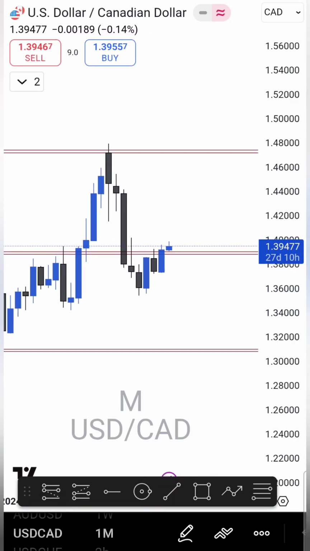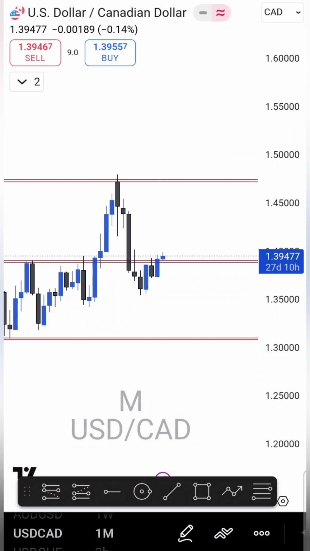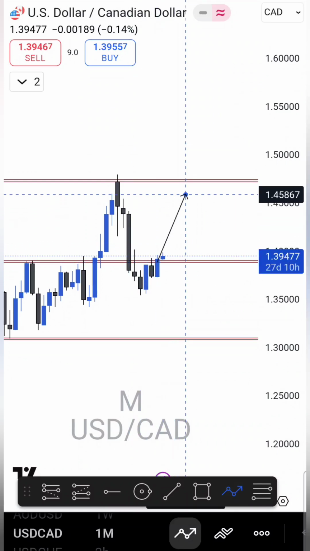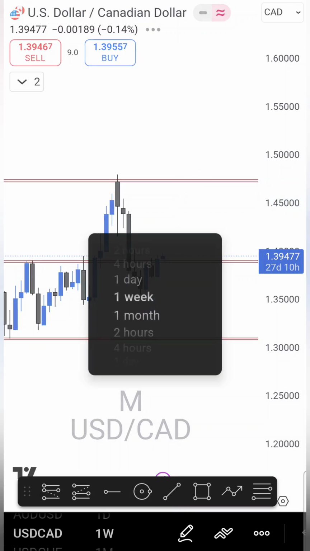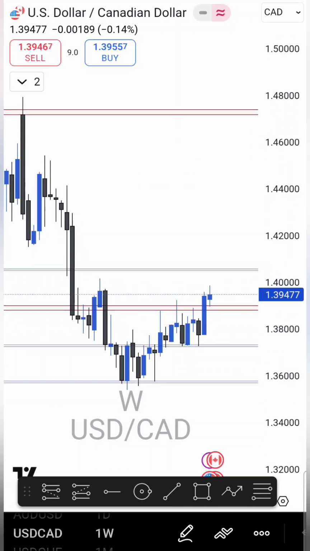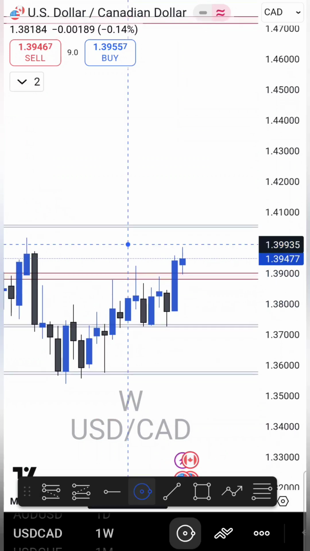So how are we going to take our buying opportunity on USDCAD and take advantage of it, possibly all the way to the next monthly resistance, to serve as a monthly high? You get it? So now let's just scale down to our weekly time frame. On a weekly time frame, we have our weekly lower zone.